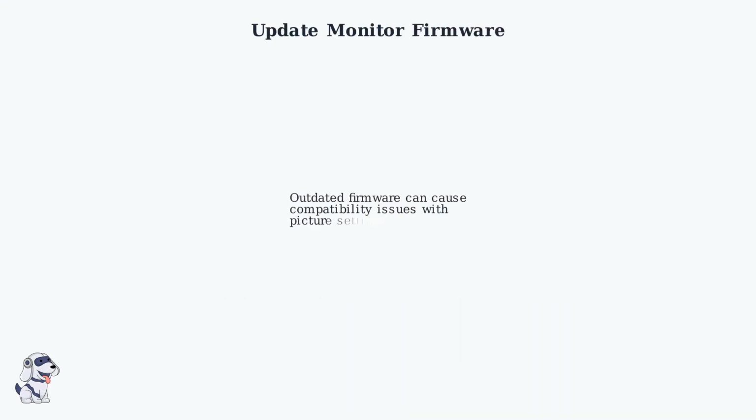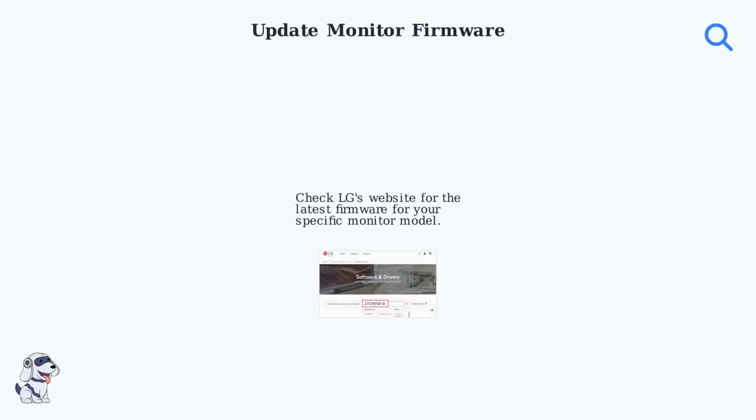Outdated firmware can cause compatibility issues with picture settings like HDR or game mode. Check LG's website for the latest firmware for your specific monitor model. Use the LG Monitor software for easy updates. Firmware updates often address compatibility issues and unlock features. As of late 2025, LG is increasingly using software-based solutions to address these problems.